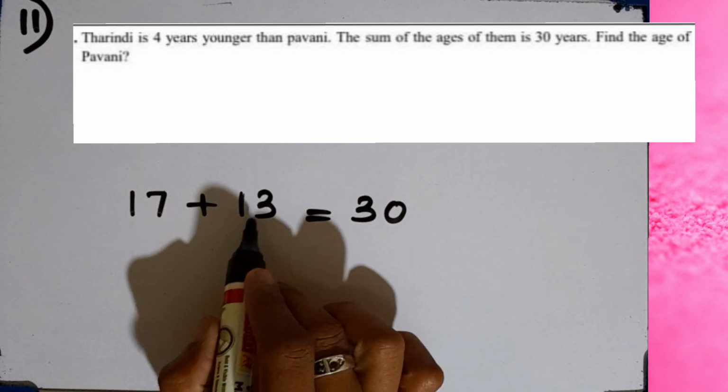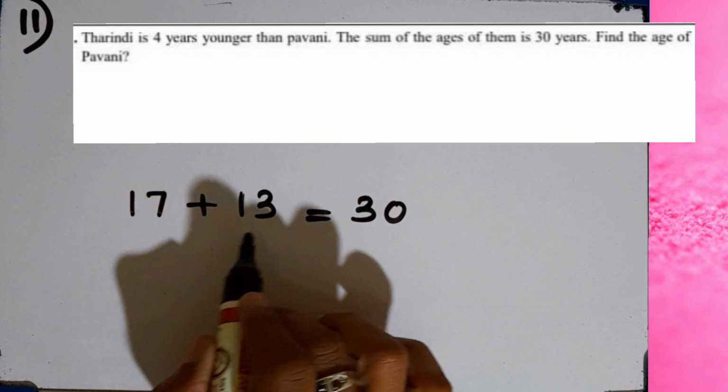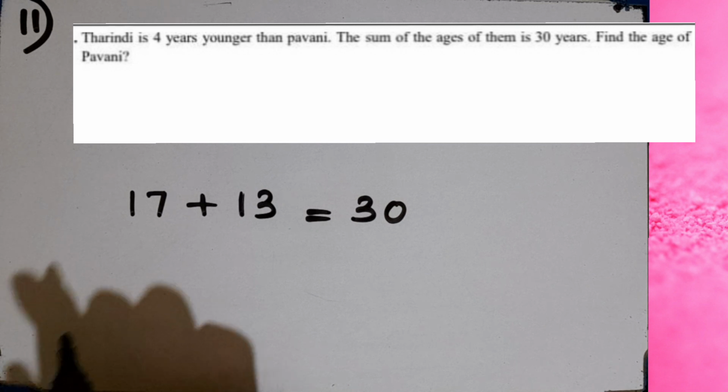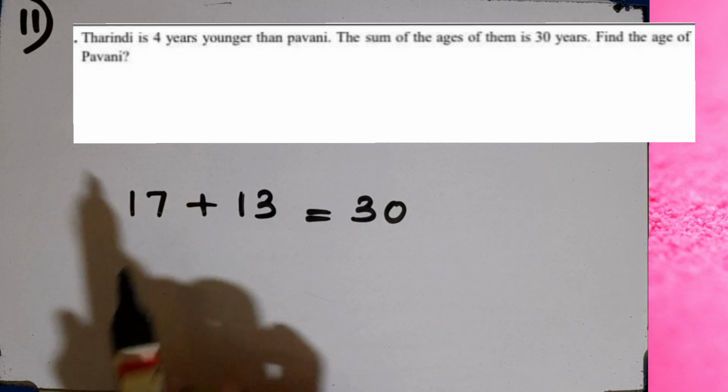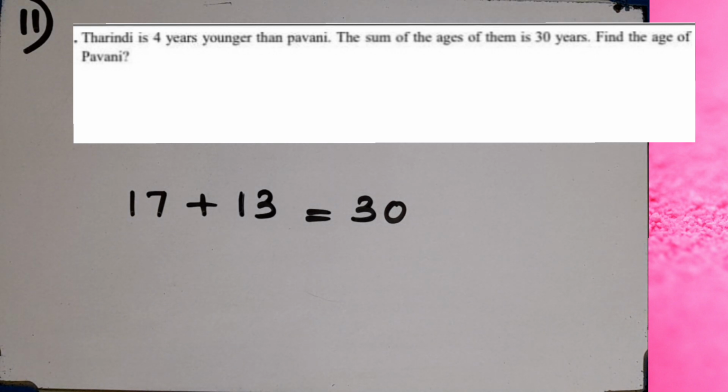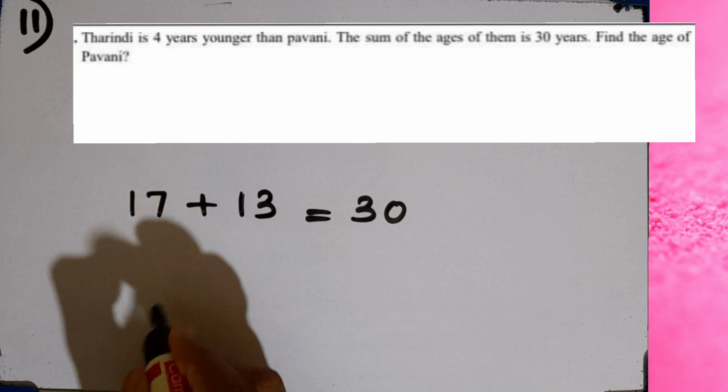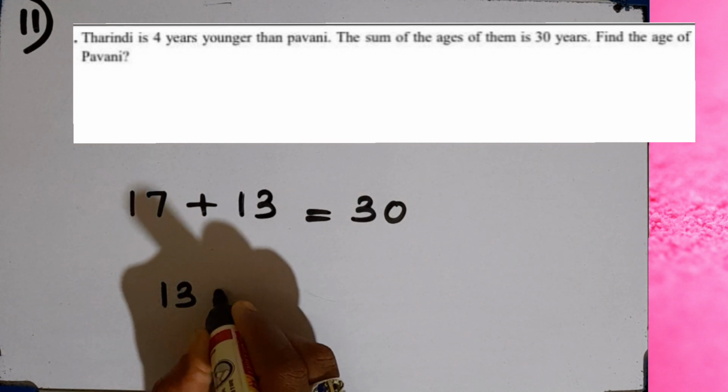Then what is the difference between these 17 and 13? There's a gap of 4. So we can take the ages like this. We are asking the age of Pavani. Pavani is the youngest one. So Pavani's age is 13 years.